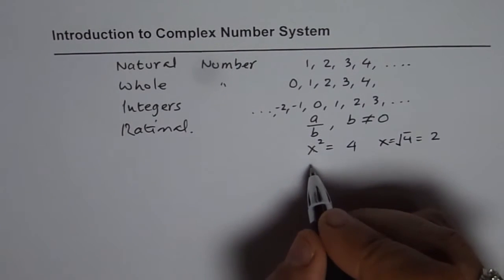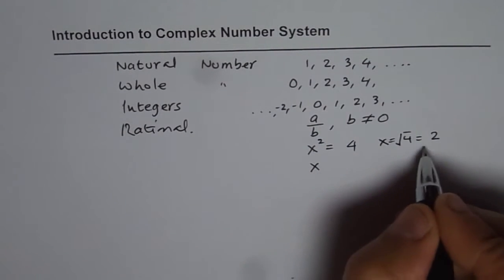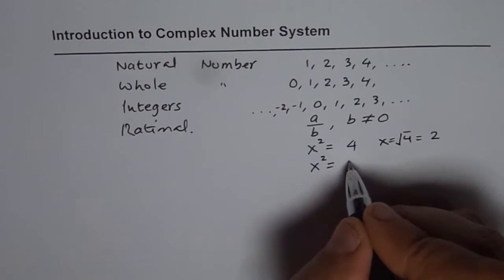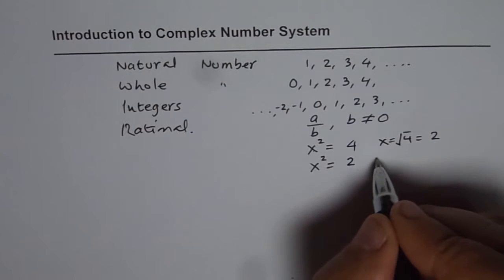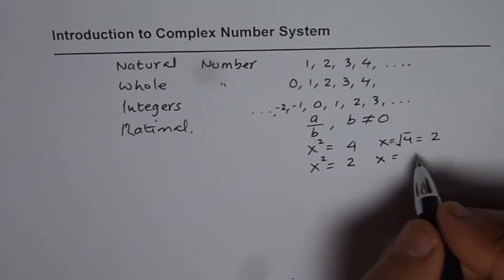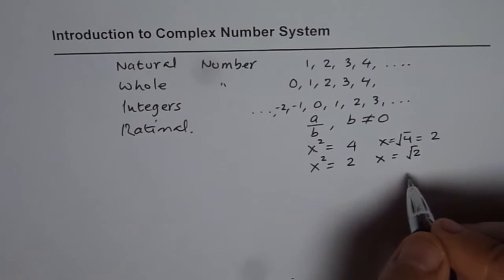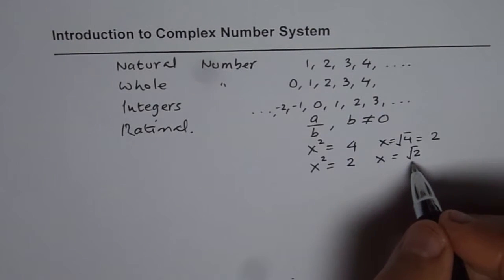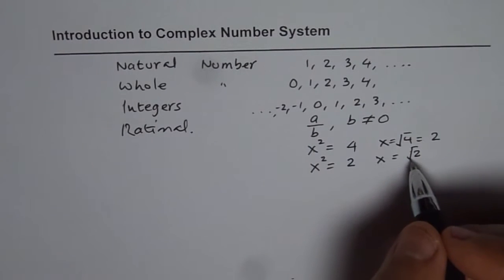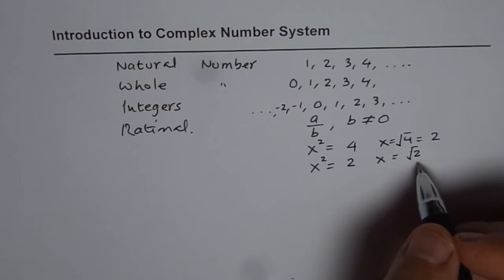But there were numbers whose square root was not so easy to find. For example, if the square was just the number 2, then what is the square root? Then the square root is square root of 2. Now in our number system this number was lacking and we found that this cannot be written as a fraction also. So that was interesting.